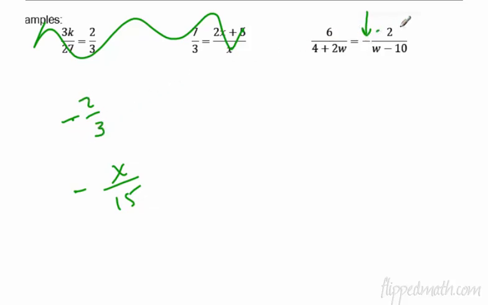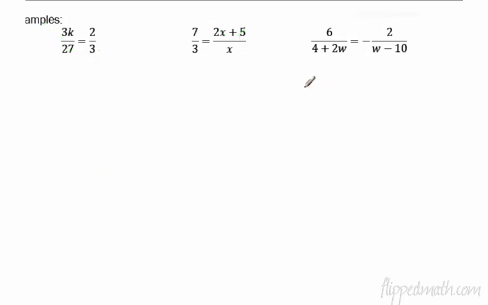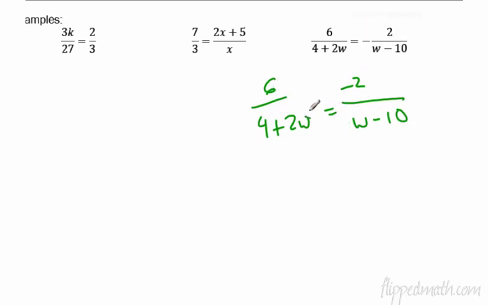So if there's a negative in front of a fraction, it can be in front, like it is here, or you can put it in the top. Negative 2/3 would be negative 2 over 3. You could put it in the bottom, but I'm just saying put it in the top. Here we would get negative x over 15. Clearing that up, going back here, I'm going to rewrite this as 6 over 4 plus 2w equals negative 2 over w minus 10, putting the negative in the top so it's clear. Now I can do my cross multiplying, and nothing gets messed up. So 6 times w minus 10.